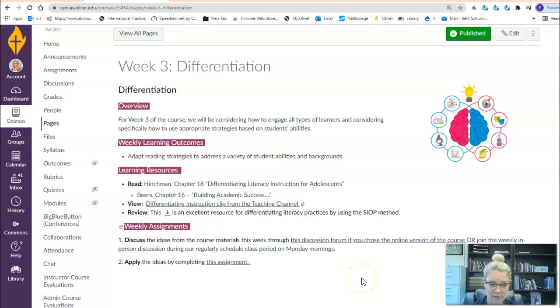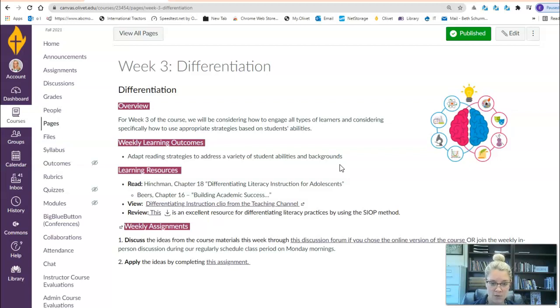So in thinking about ways to differentiate, you'll notice that in the Hinchman chapter, they break it down really nicely into ways that we can accommodate students to help to achieve the same goal. And I'm going to show you guys a chart because it's related to what you're going to be doing for your assignment for this week. So I'll get more into that in just a minute.